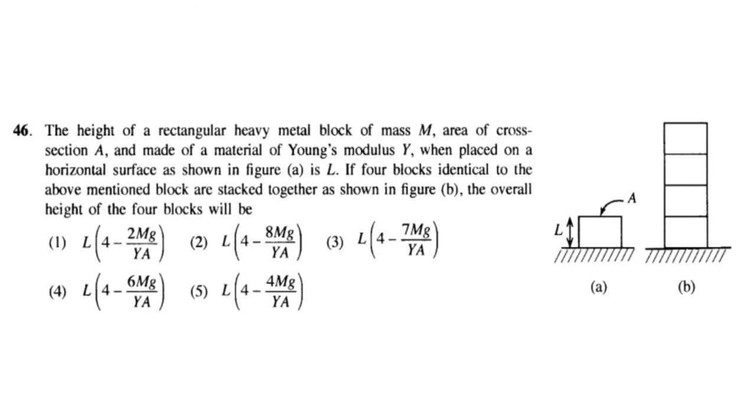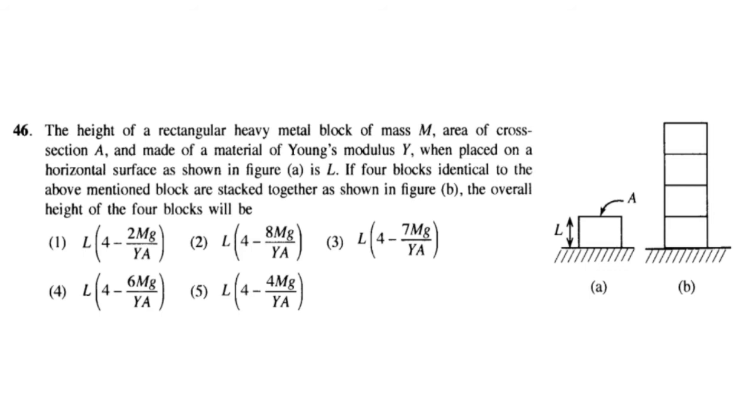And when you think of the second block, we say the contraction of the second block is E1. So E1 is MGL over AY. Then third block, the contraction is E2. The force acting on it is 2 mg. So E2 equal 2 mgl over AY. Last block, force is 3 mg. E3 equal 3 mgl over AY. The total contraction, E1 plus E2 plus E3, which is equal to 6 mgl divided by AY.